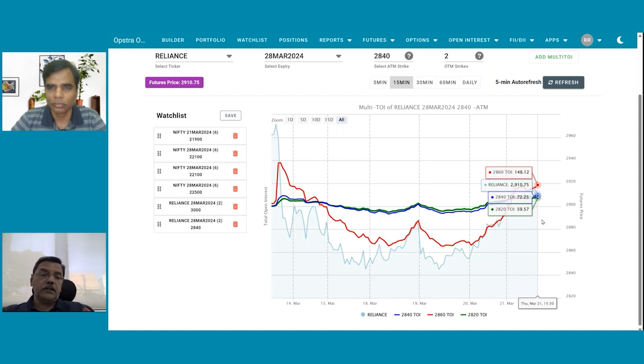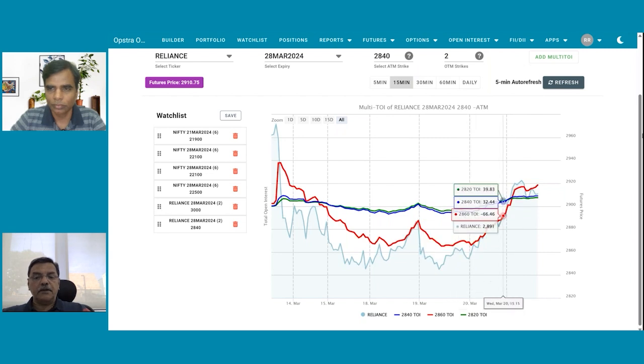So when all three strikes trend together, that is a sign that the stock is going to trend. So here, if you see on 20th March, all three TOIs, of course, will be spaced out naturally because the values will be different, but they have all started going up. That is more important. So now it is going back to 2,900. And of course, what happens now, we'll see maybe tomorrow or on Monday.